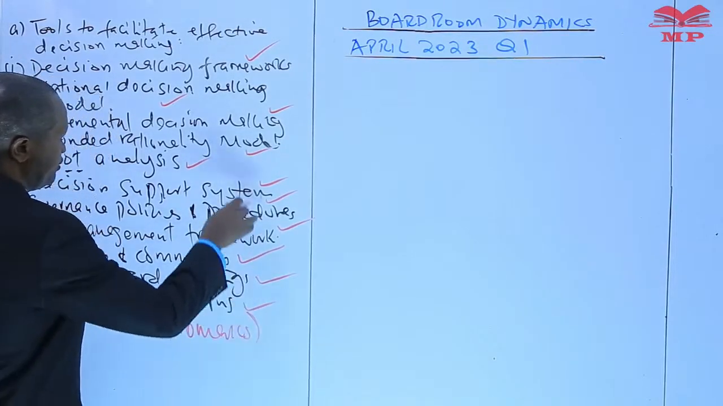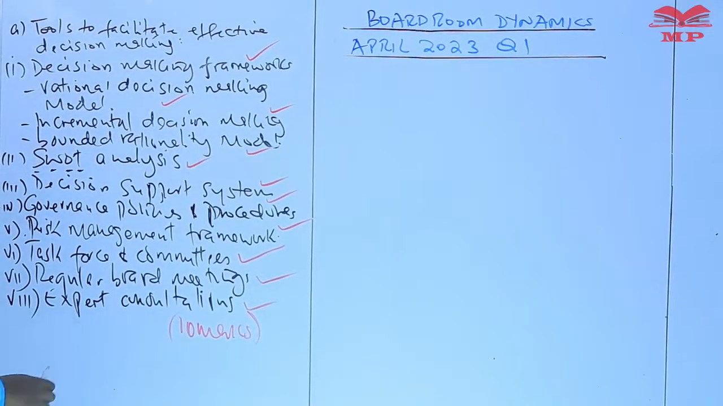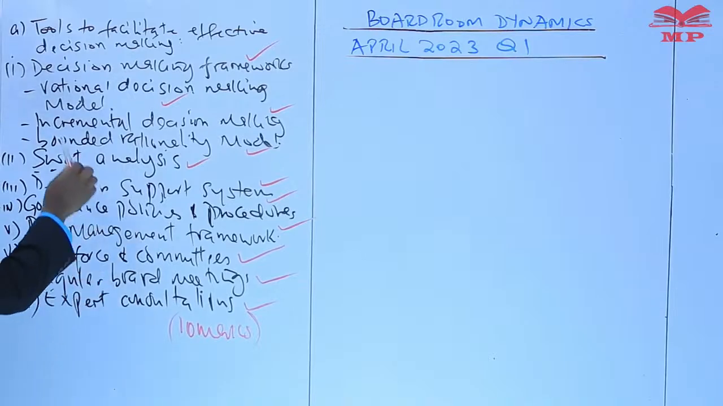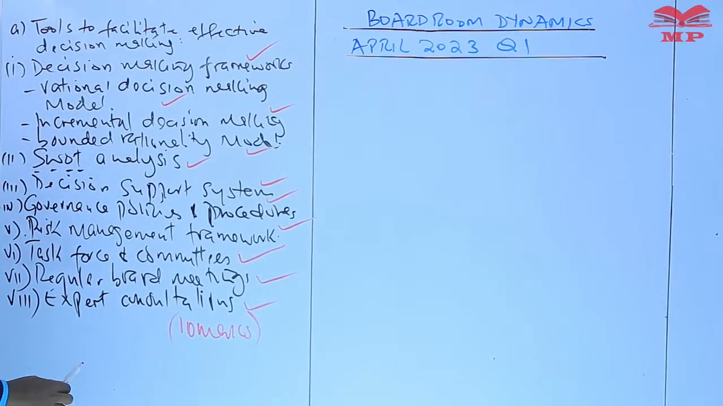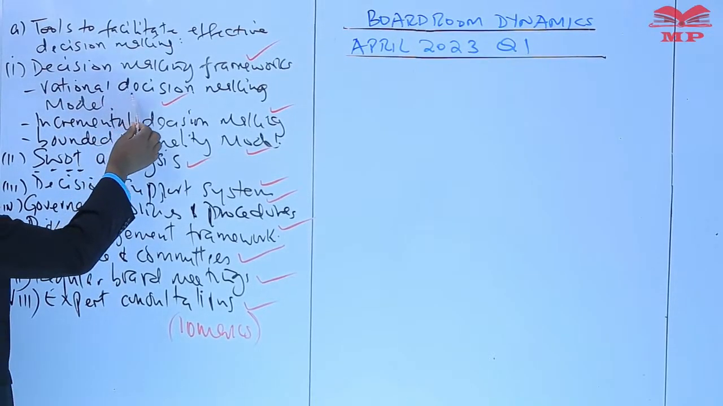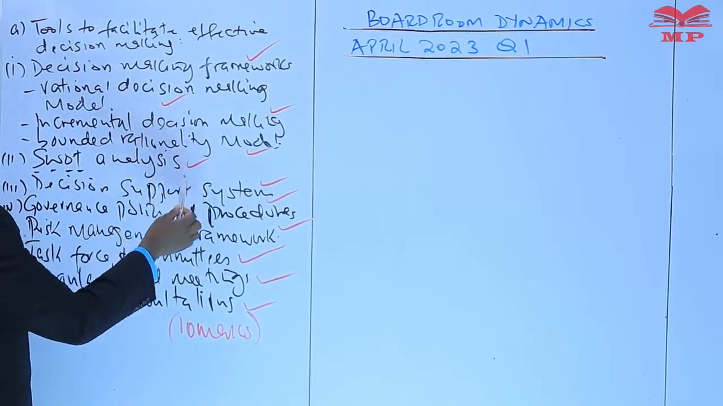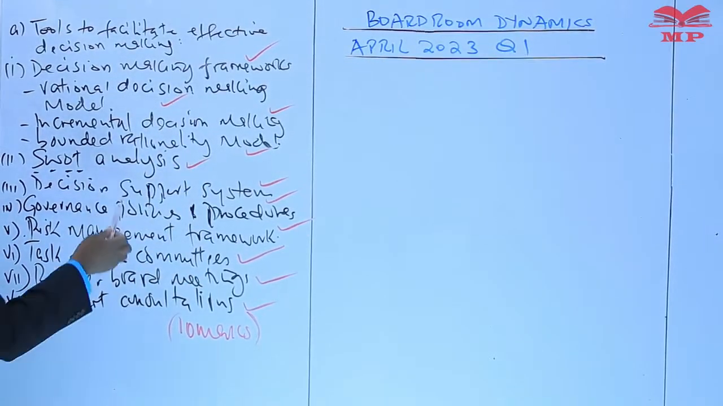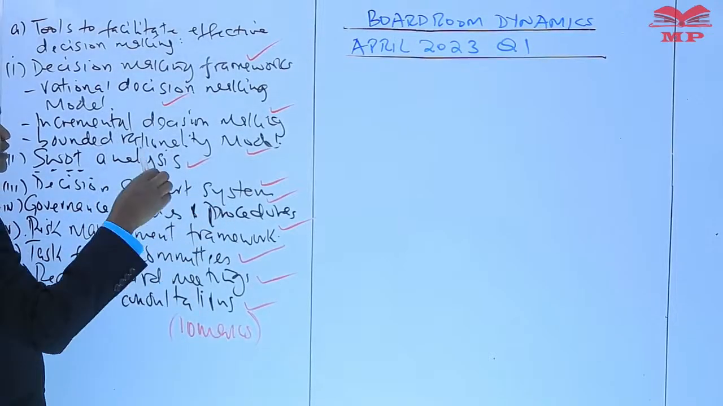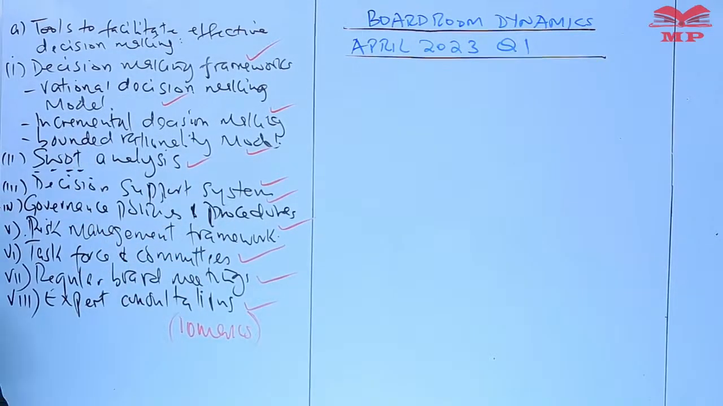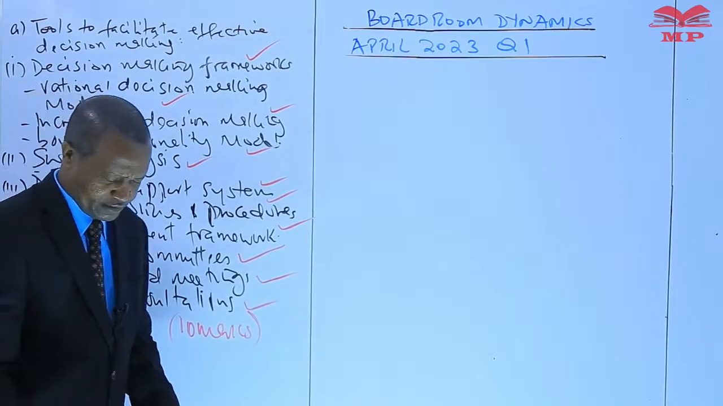10 marks, any 5 points. Even in point number 1, if a candidate was to explain the rational decision-making model, that would earn a mark. Incremental decision-making model, that would earn you a mark. The bounded rationality model. These are tools that facilitate decision-making. I'm now going to part B.